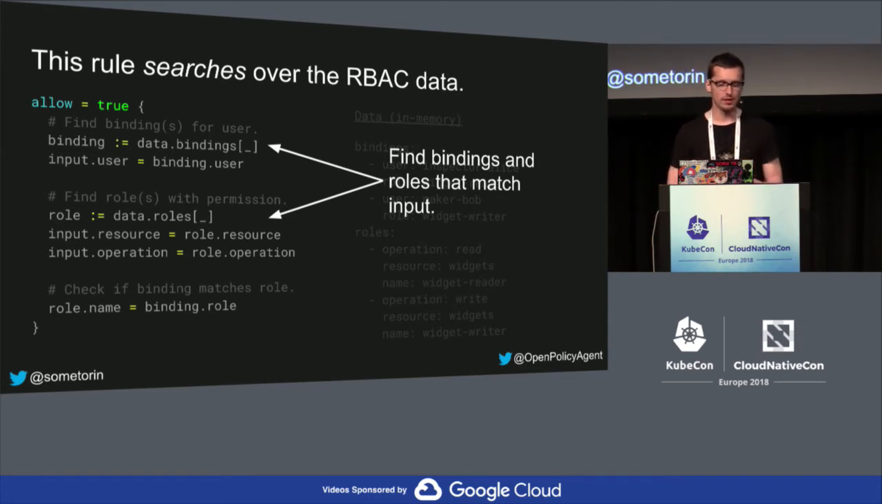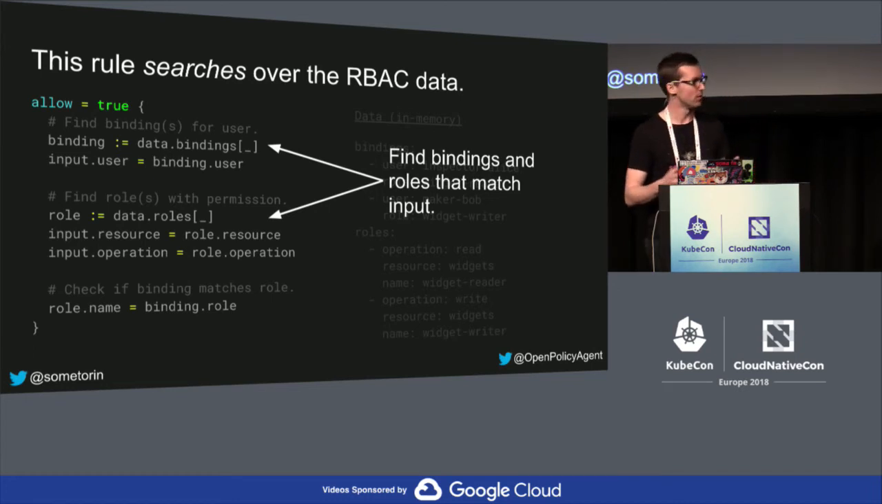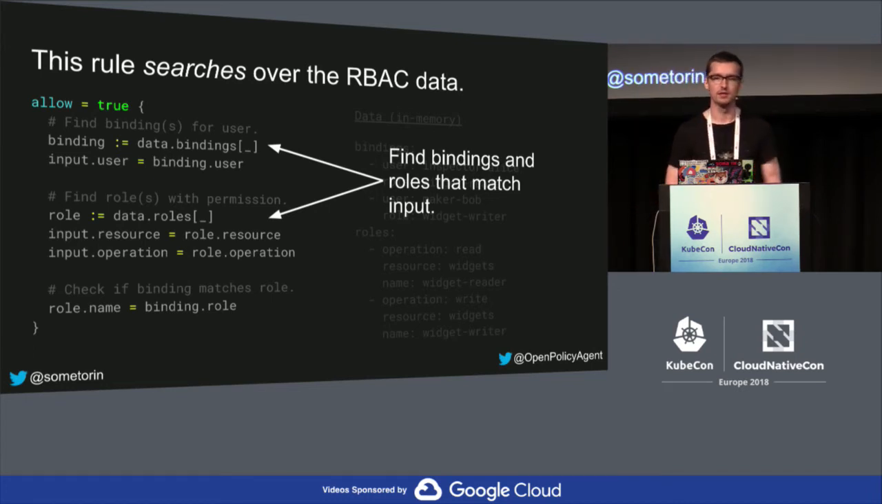Now, the interesting thing about this is that it's doing a search. And with a search, if the number of roles grows or the number of bindings grows, the search is going to start taking longer and longer, if OPA wasn't smart, if it just evaluated these things naively. But even without changing this policy or changing the structure of the data in any way, there are a couple things that OPA can do to make these policies perform well.